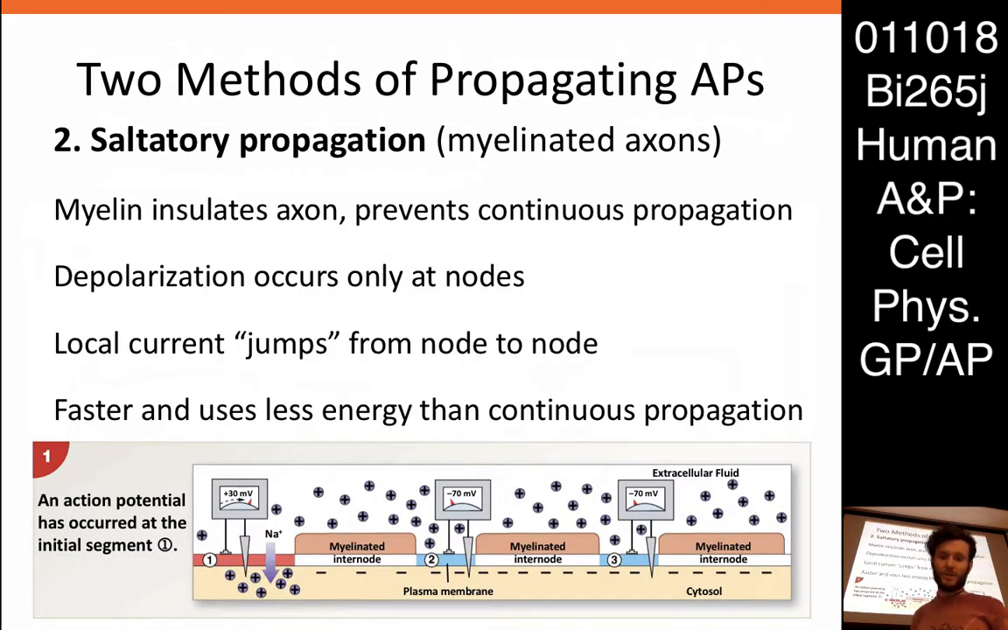The next is saltatory propagation. Saltatory propagation happens in myelinated axons. A myelinated axon is an axon that has this fatty cell, either a Schwann cell or an oligodendrocyte, whether it's in the periphery or in the central nervous system. And these fatty cells act as insulators, keeping the electric field confined to the cytoplasm.